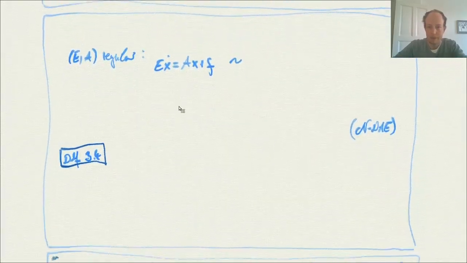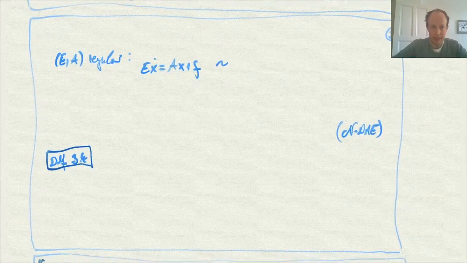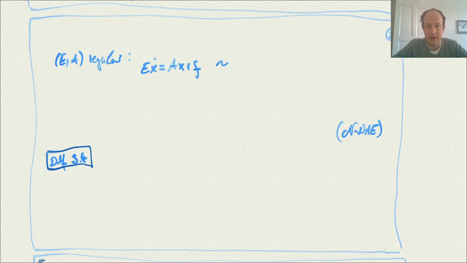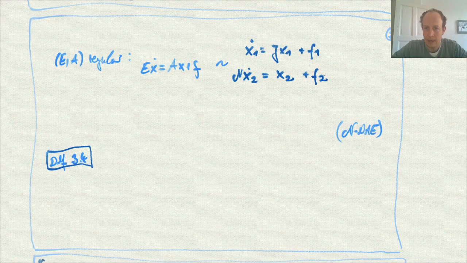Okay, but now let's start with the lecture. So last week we said (E, A) is regular. Then this DAE is basically equivalent to x1 dot is J x1 plus f1, and N x2 dot is x2 plus f2. So this is this very special DAE. I call this the N DAE. As I said, the first part has a unique solution because it's an ODE, and it's even in Jordan form, so the solution is easy to write down.